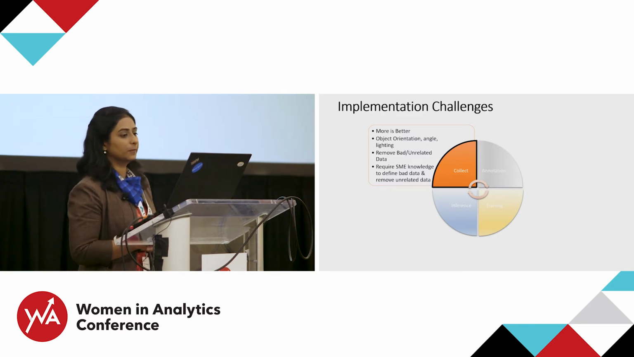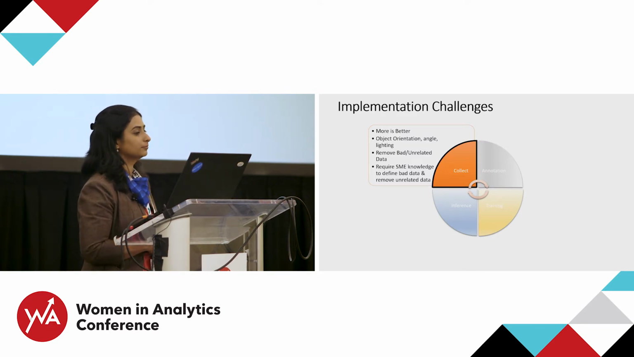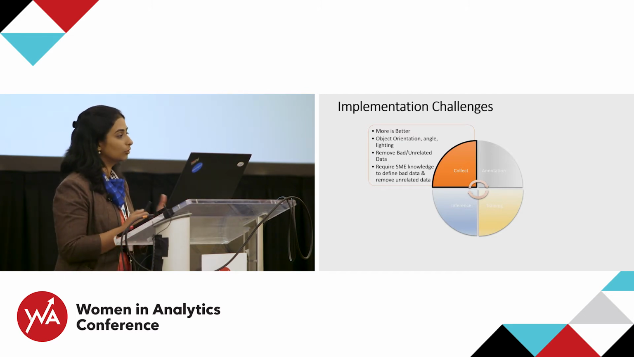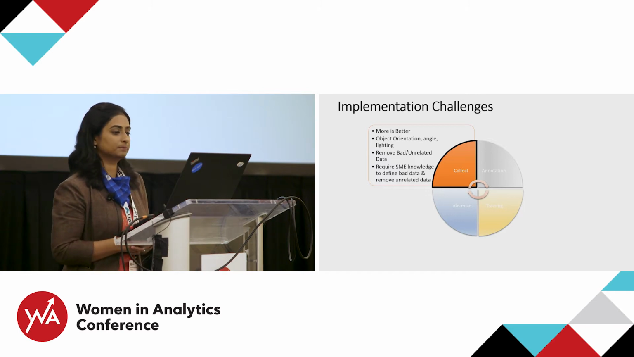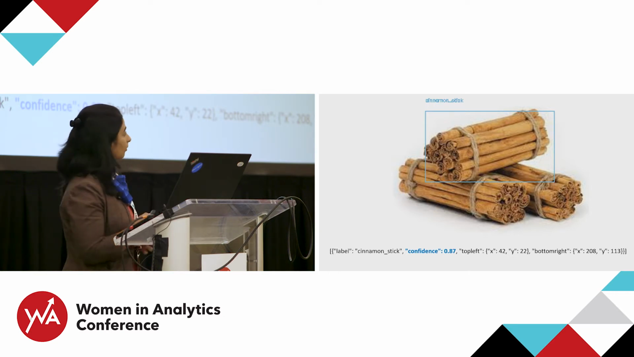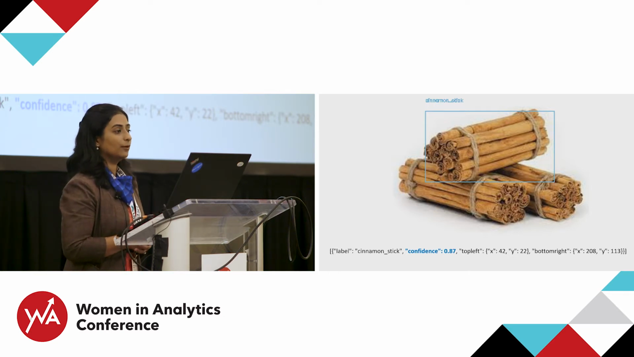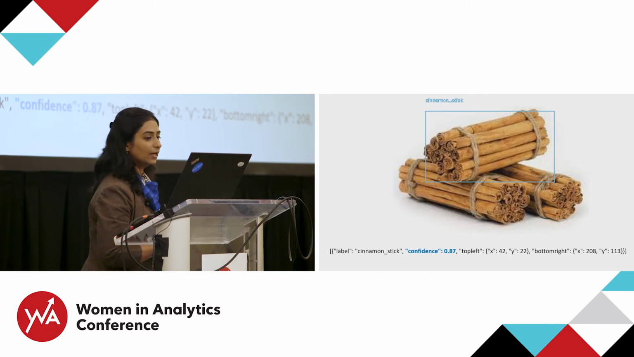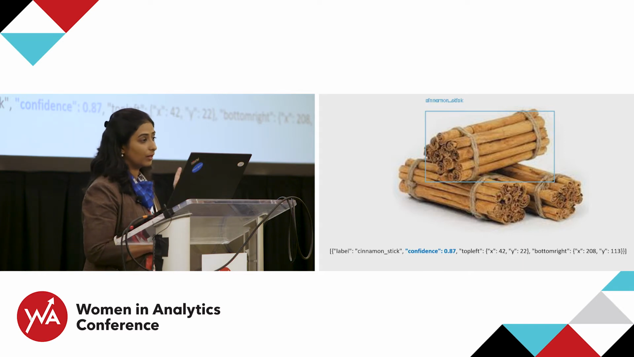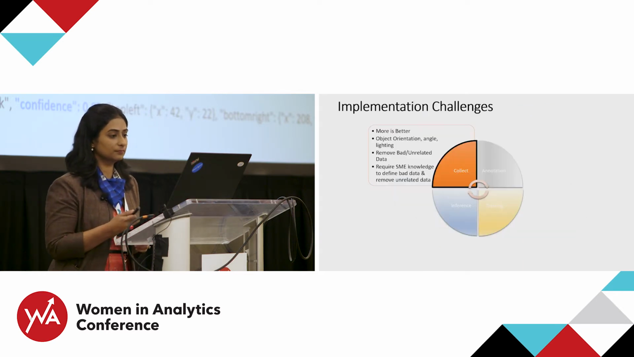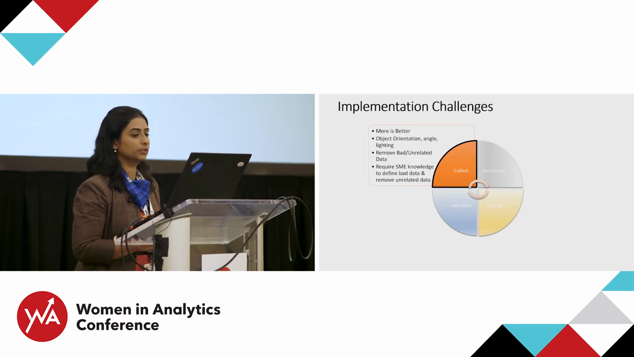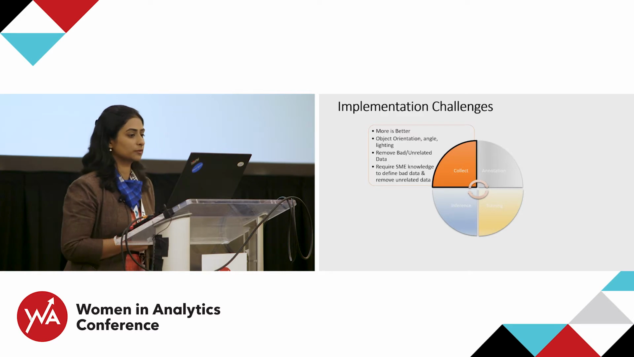The first is with respect to data collection. The more data you have, the better it is. Your model is as good as how much good data you have trained it with. As you can see here, it's detecting only the first block of cinnamon sticks and not the other two. One reason for this is because I didn't have enough images of cinnamon sticks in this particular orientation or angle. So object orientation, angle, lighting, all these are things to be considered when you're training your data on images.